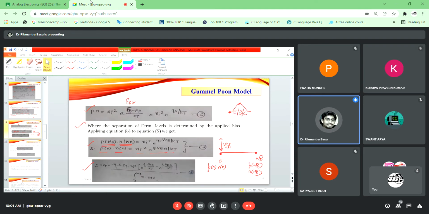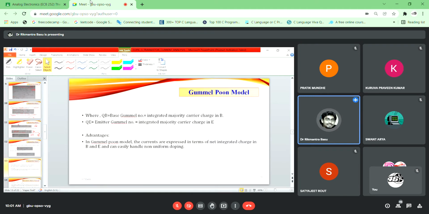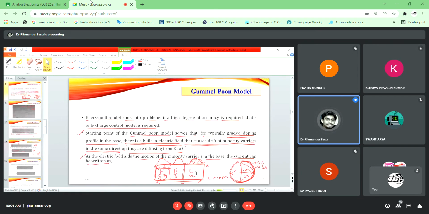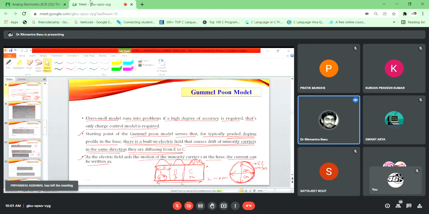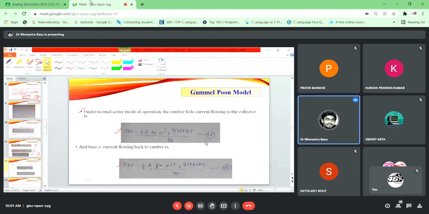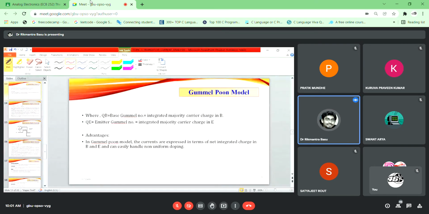So this is another example, a very generalized example of the equations. I would urge you to solve these equations of the Gummel-Poon model from the very beginning, from where we have started, and follow step by step the solving of all the equations, so that you can finally be comfortable with how we arrive at this final set of equations, 9a and 9b, where these terms are usually given. This QB term is the base Gummel number, the integrated majority carrier charge in the base. QE is the emitter Gummel number, the integrated majority charge in the emitter.